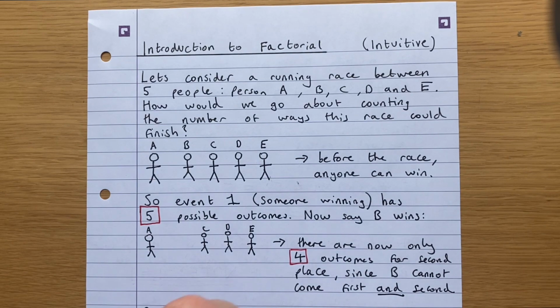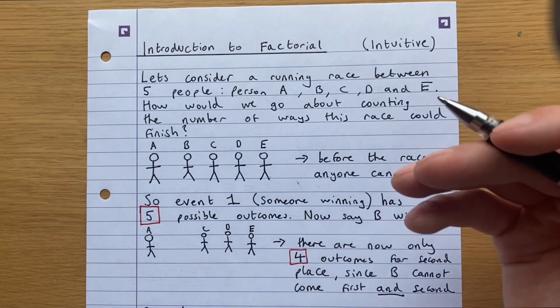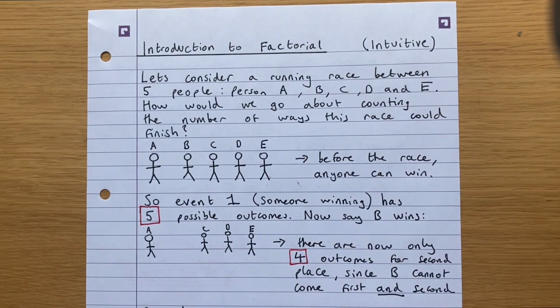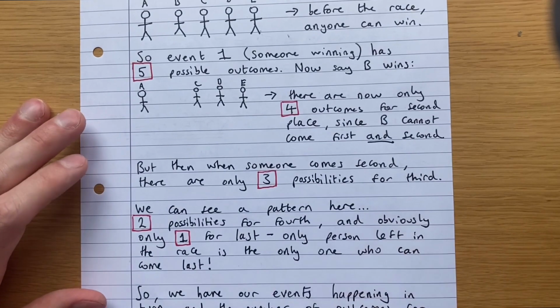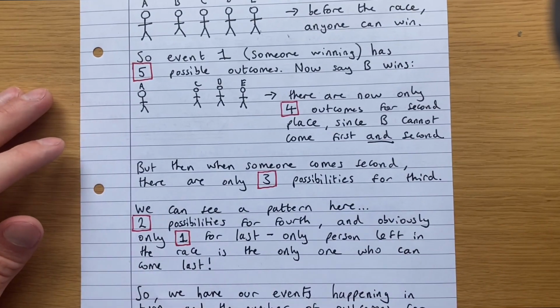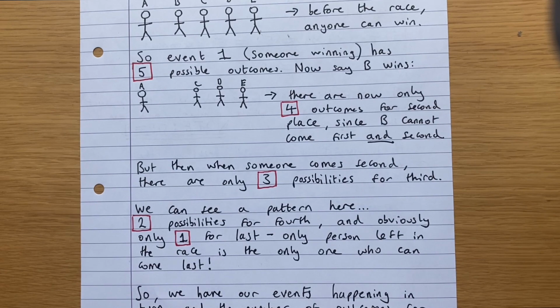But then once someone's come second, there are only 3 people left in the race. Therefore, only 3 people can possibly finish in third. We can almost start to see a pattern here. 2 possibilities for someone coming fourth. And then once there's only 1 person left in the race, they're obviously going to come last. So there's only 1 possibility for the person who's coming in last once the other 4 people have finished.